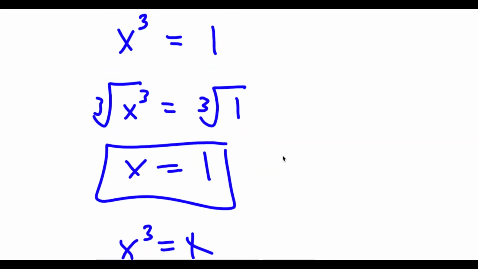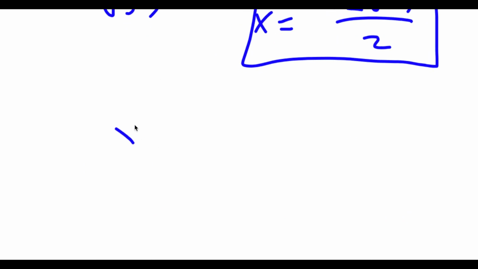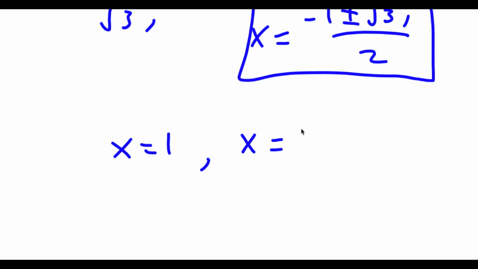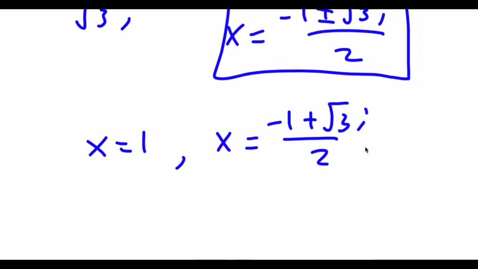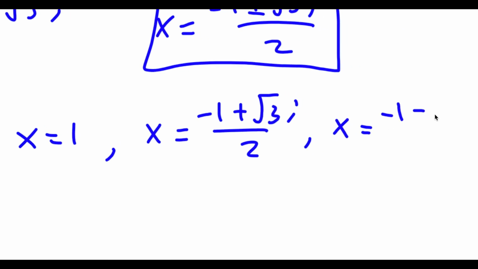So these are actually our three solutions of x. We have x is equal to 1, x is equal to negative 1 plus the square root of 3i over 2, and x is equal to negative 1 minus the square root of 3i over 2.